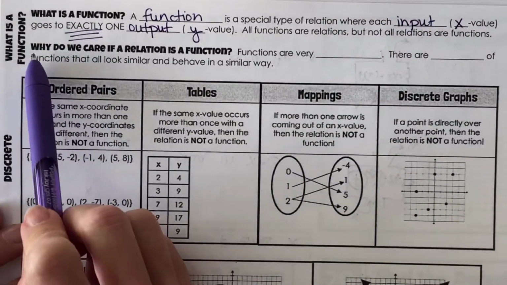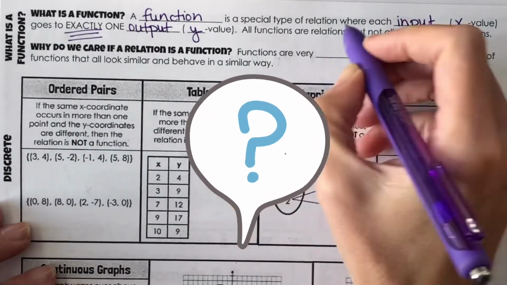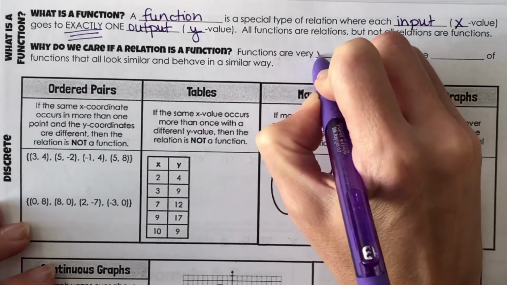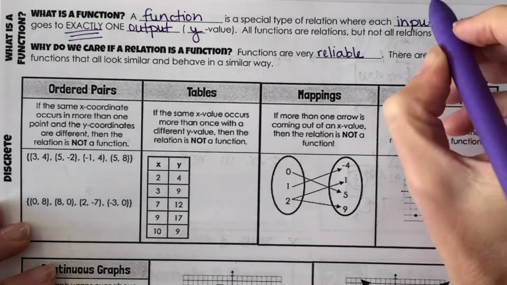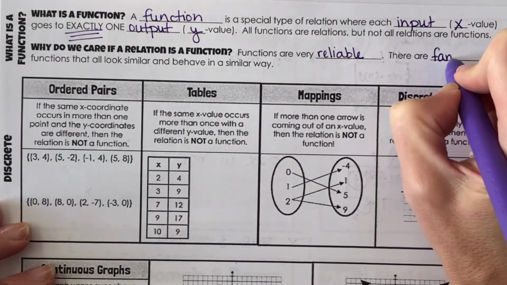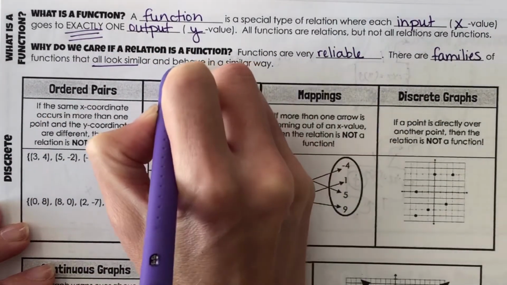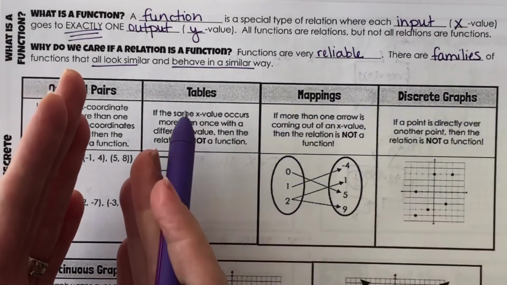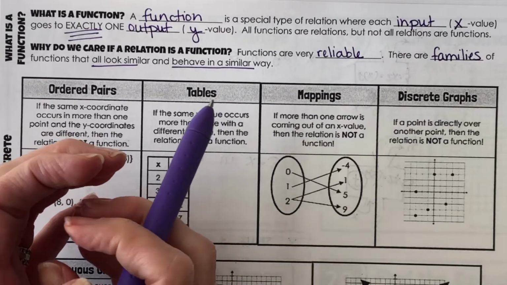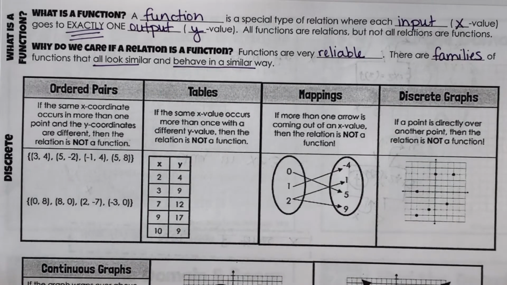So, why in the world do we even care if a relation is a function? Well, functions are just very special rules, and they're very reliable. They all act in certain ways. And there are families or groups of functions that all look similar and behave in similar ways. And so if you can say, oh, this is a function, it's part of this family, I know it's going to do this, this, and this. So we can use that knowledge to use the functions and predict things.